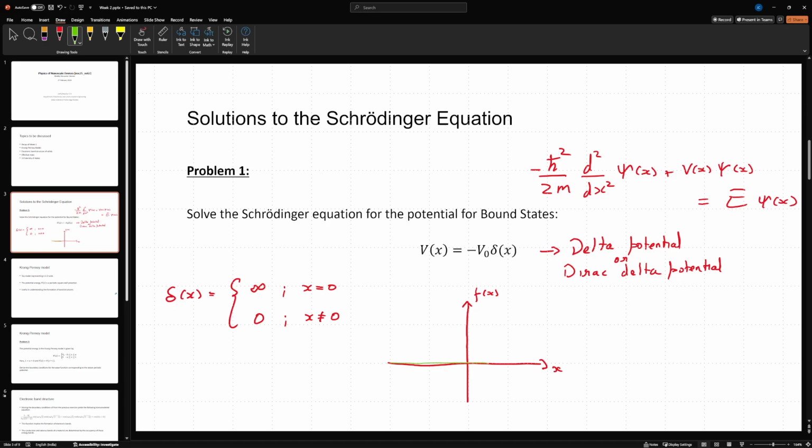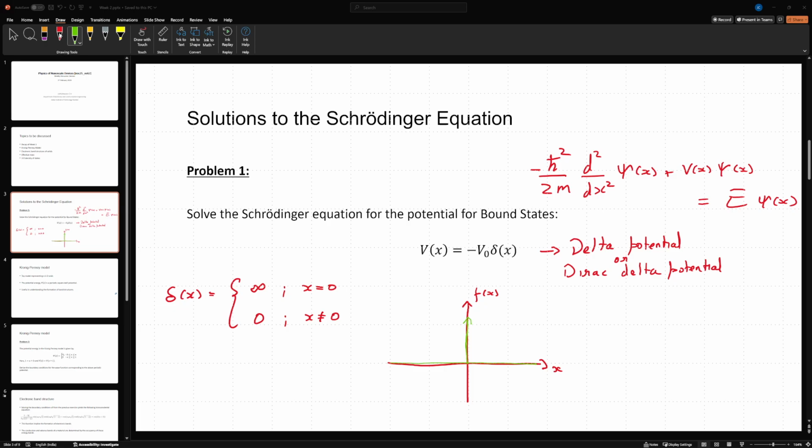So everywhere this function is going to be 0, except for 0 where this function will diverge just at one point to infinity. So this is kind of how the function will look. It goes to infinity and it is 0 on both sides of the origin.